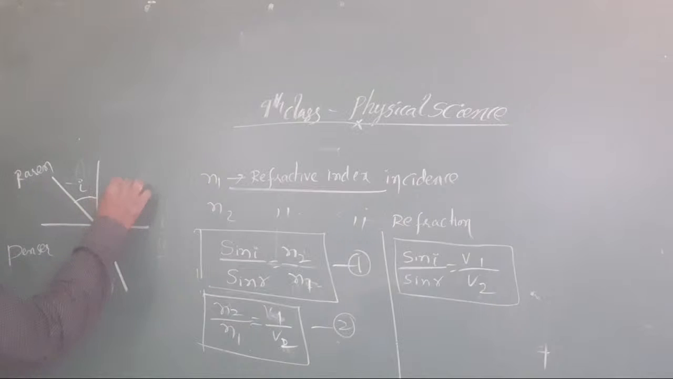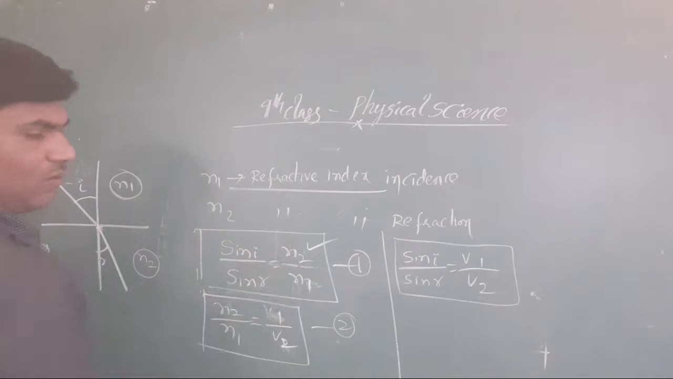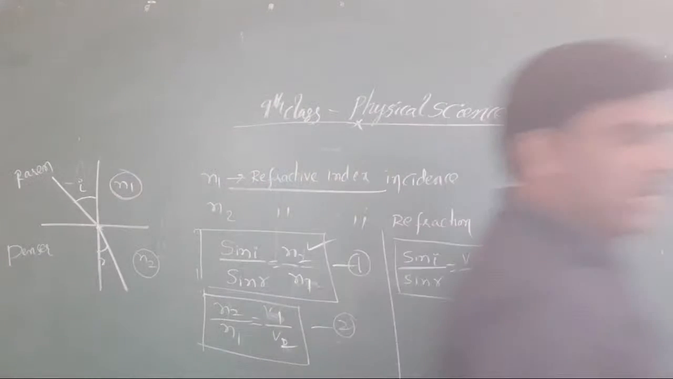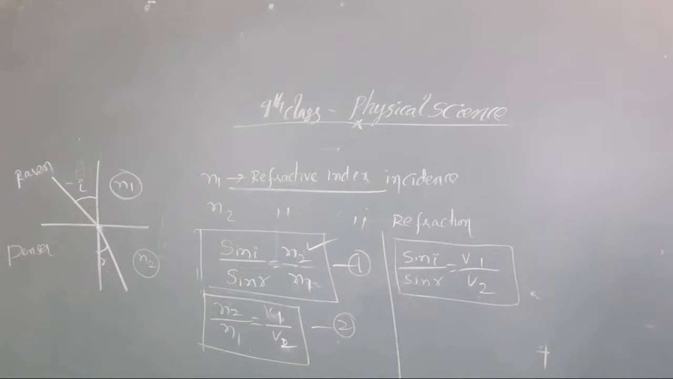Suppose you take the refractive index of this media as N1, and the refractive index of this media as N2. The relation is written between sin I and sin R like this. I hope you understood. Sin I by sin R is equal to N2 by N1. Clear or not, all the students?